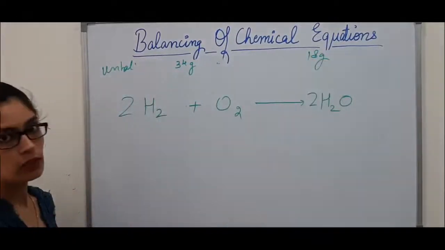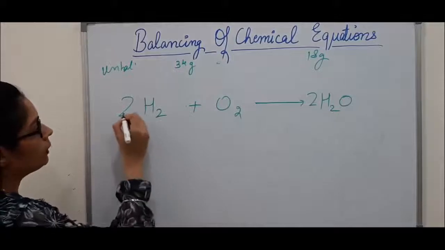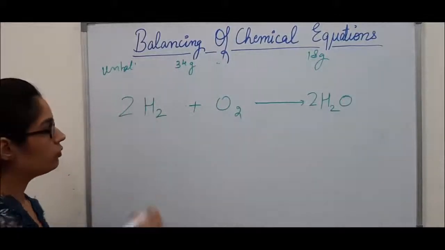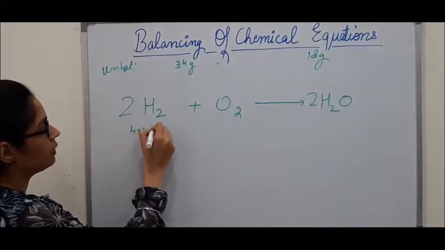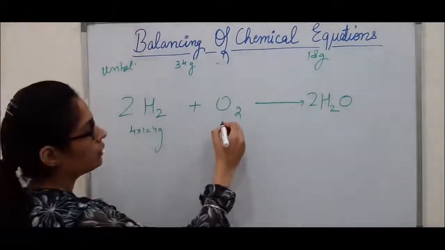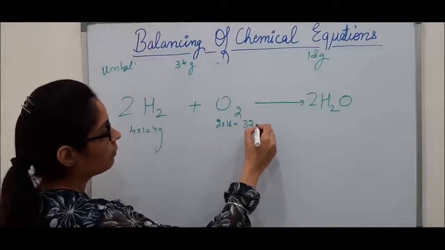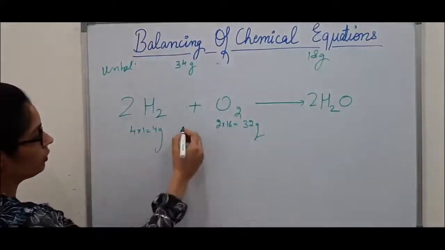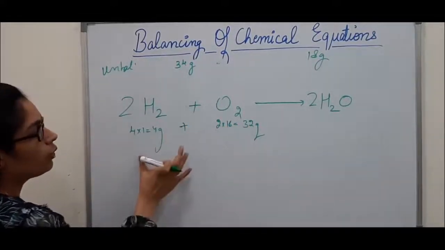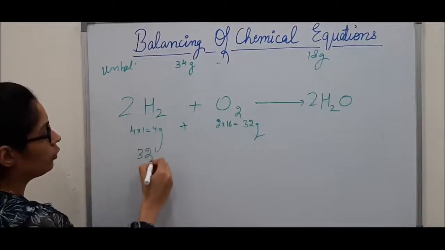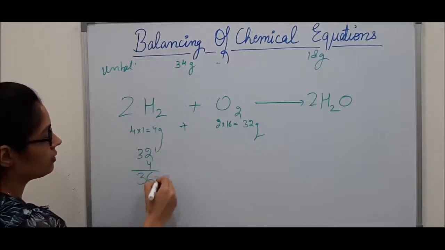Now we'll check the weight for the balanced equation. It will be 2 into 2, 4 atoms of hydrogen are present, which means 4 gram. 2 atoms of oxygen means 2 into 16, which is 32 grams. On doing the total, which means addition, the total mass of the reactant is 32 plus 4, which is 36 grams.